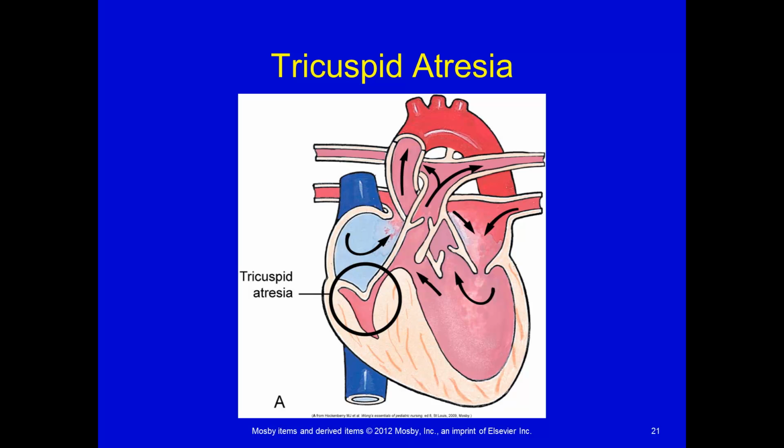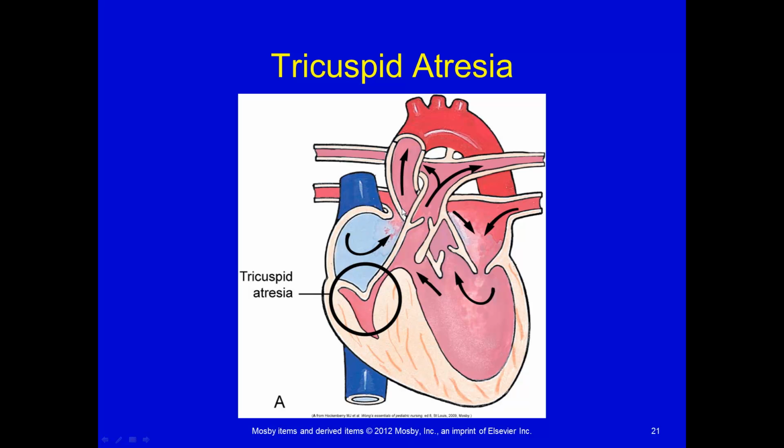So take a look here at this picture. This is what I was talking about. So here is the right atrium. There is no communication because of the way that the tricuspid valve did not form here. So it's just a wall, actually, that walls off the right atrium from the right ventricle. So the blood flows into the right atrium and then right out into the pulmonary artery. It does not go into the right ventricle at all.